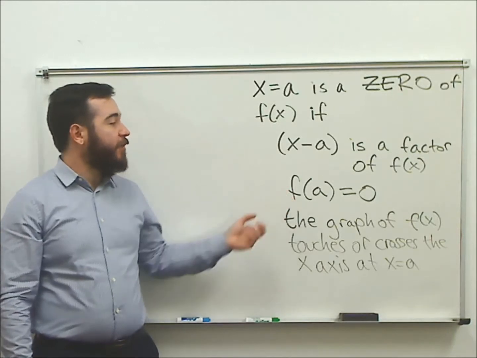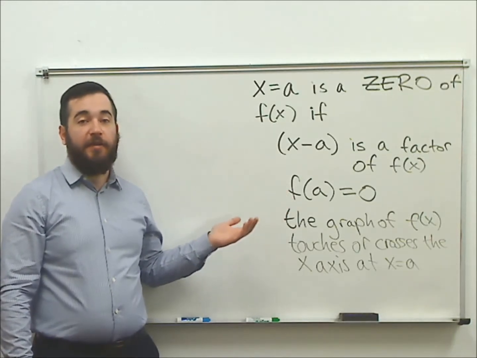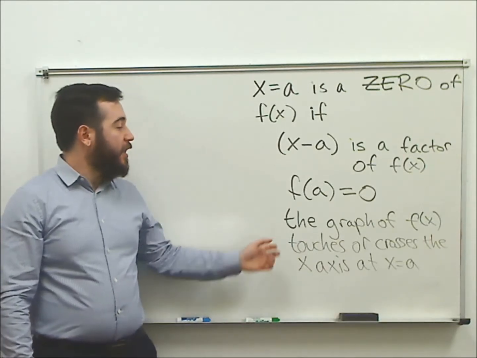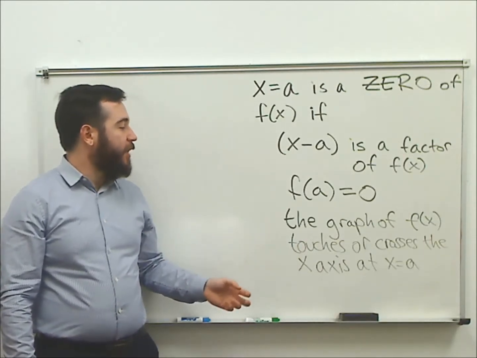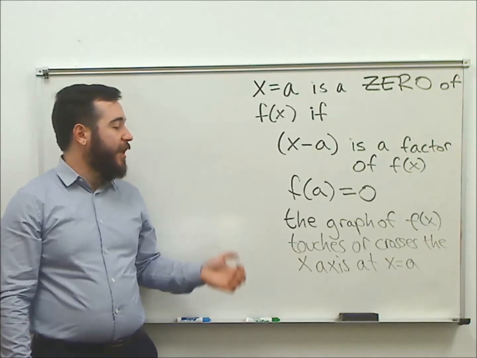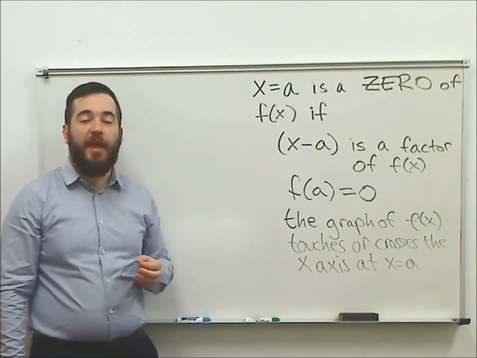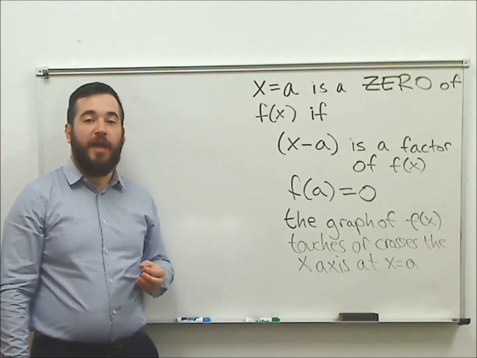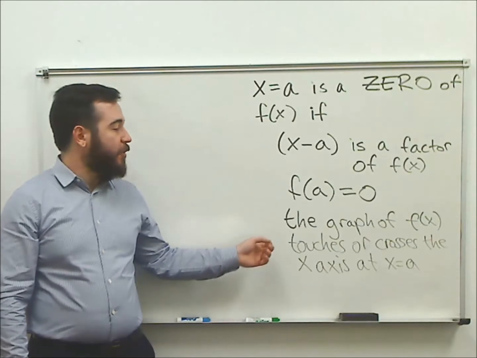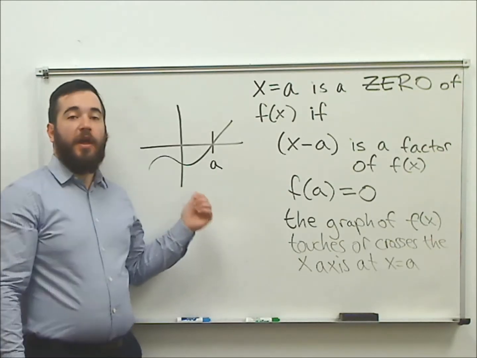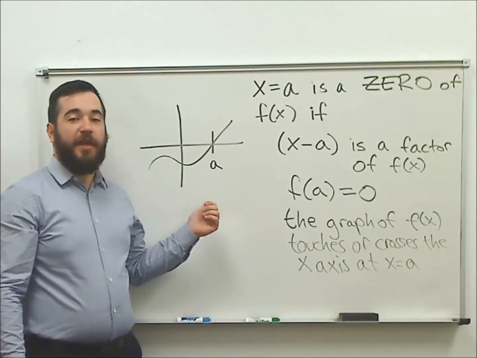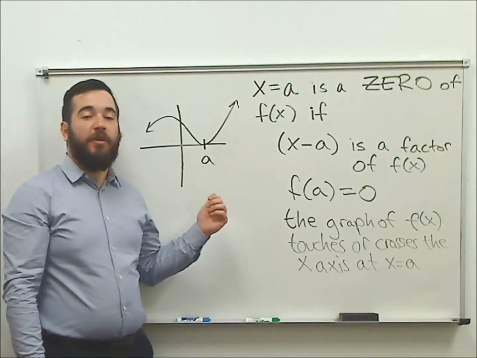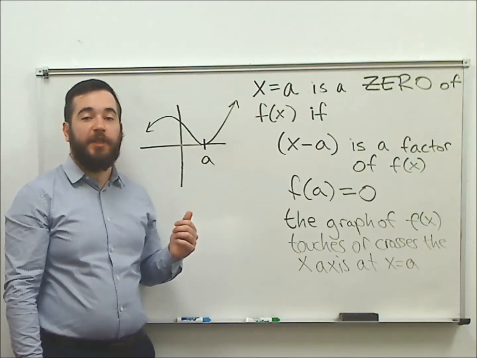Next, if f of a equals 0, a is a zero of f of x. That seems pretty self-explanatory. And lastly, if the graph of f of x touches or crosses the x-axis at x equals a, that means that f of x has a 0 at x equals a. So just to refresh your mind of what that might look like, there's a polynomial that's crossing the x-axis at x equals a, so we would have a 0 there. And there's a polynomial that touches the x-axis at x equals a.